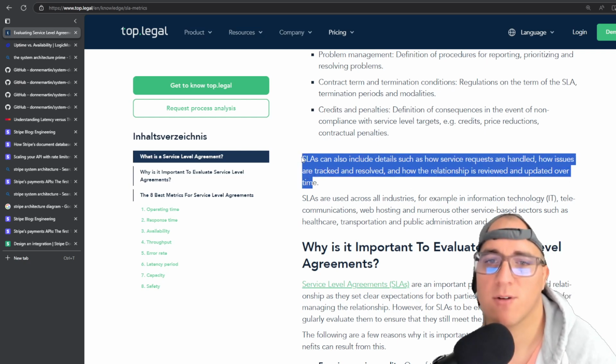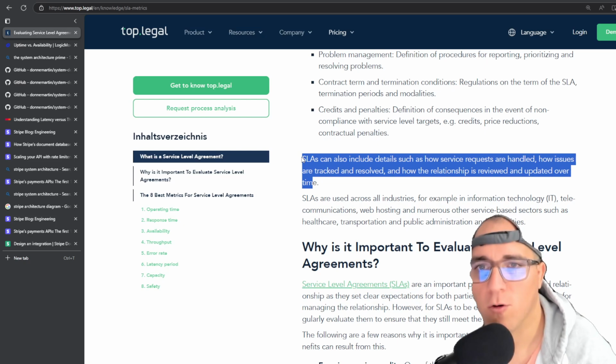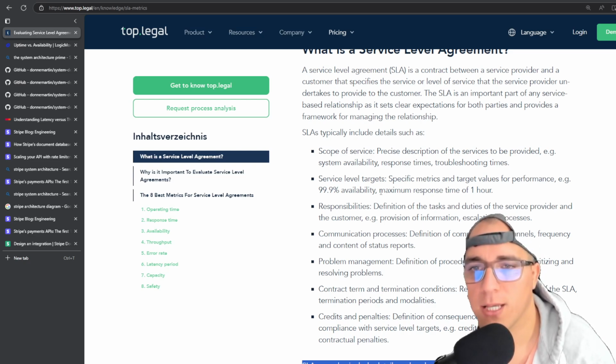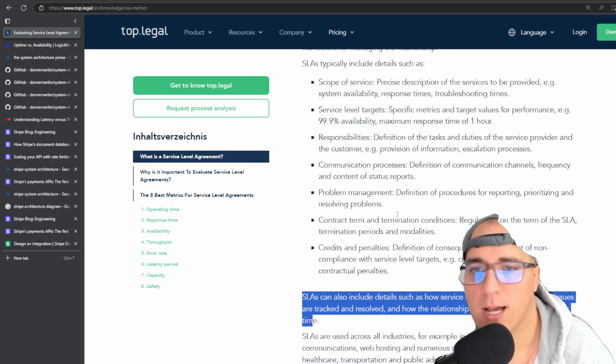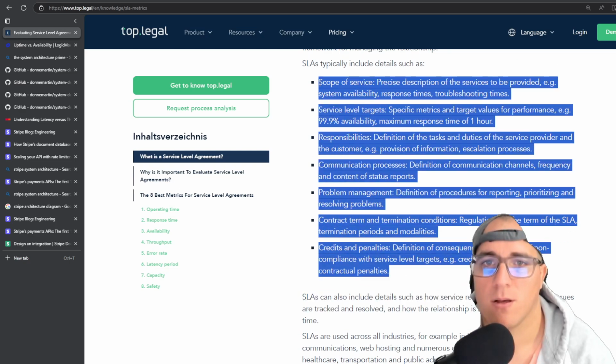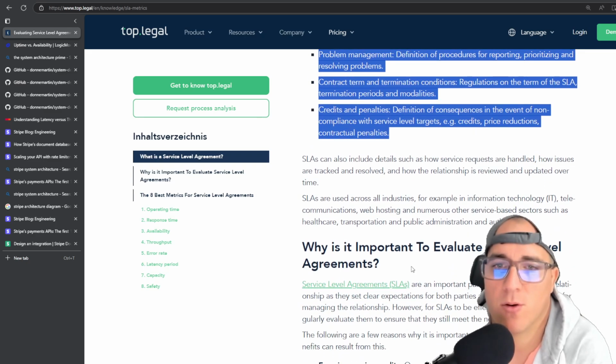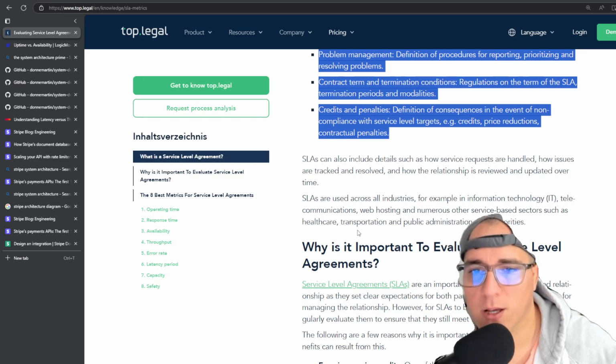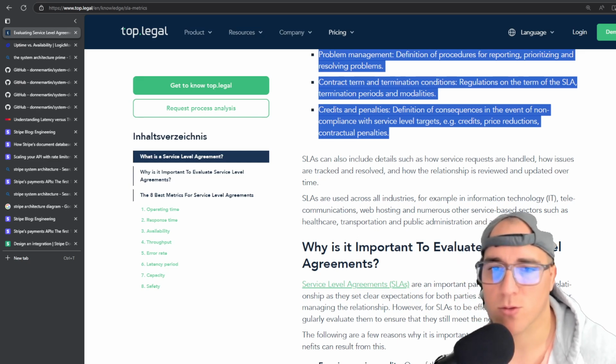As you can see, a service level agreement is just a group of specific tasks that any service provider must give, or any specific company that has some specific services on the internet. Okay, SLAs are used across all industries, for example, information technology, telecommunication, web hosting, and numerous other service-based sectors such as healthcare, transportation, and public administration and authorities.